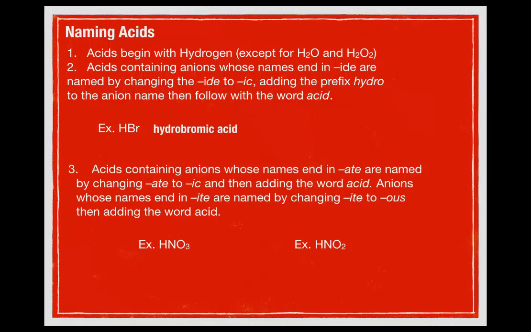If instead I have a polyatomic ion instead of just a monatomic anion, then if it has an ATE ending, I change that ATE to ic. If it has an ITE ending, I change that to ous. Notice I don't have hydro in front. So if I have HNO3, NO3 is nitrate, a polyatomic ion. Therefore, the name of this acid would be nitric acid. For HNO2, because that's nitrite, it would be nitrous acid.